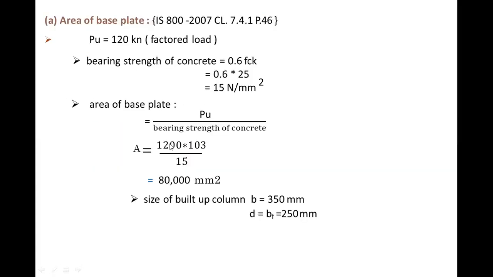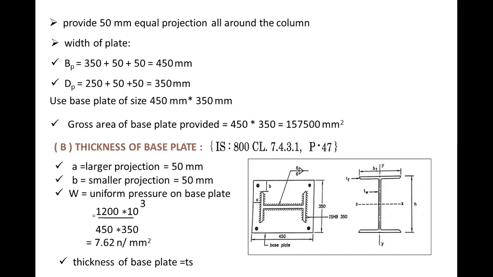Putting this value in the equation, the area is 80,000 mm square. The size of the built-up column: D is 350 mm, and B, the width of flange, is equal to 250 mm. Provide 50 mm equal projection all around the column. Here the base plate is given, and the column ISHB 350 is provided at the center, with 50 mm equal projection all around the column.